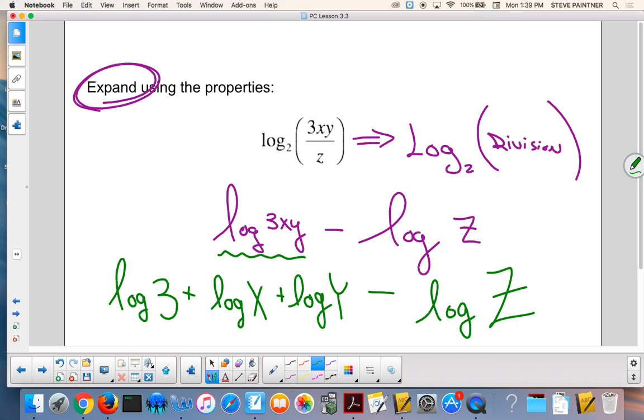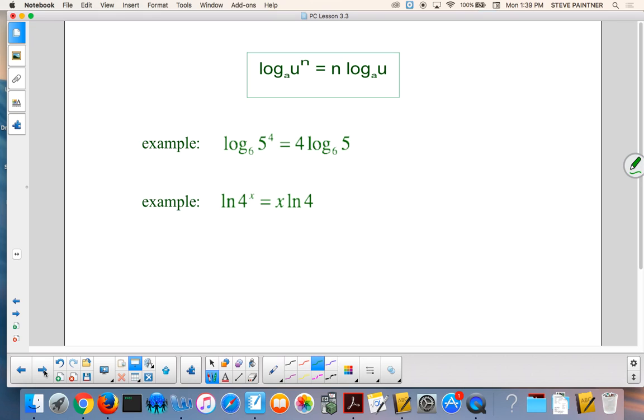Okay. Hopefully this rings a bell. You actually did these last year. Here comes your last property, property 3. Property 3 basically says this: if you're taking the log of a number raised to a power, where can the power go? In front. And that's really what this property is telling you. That's it.